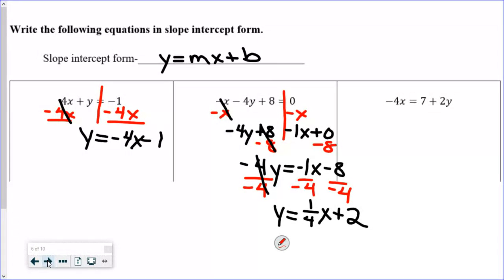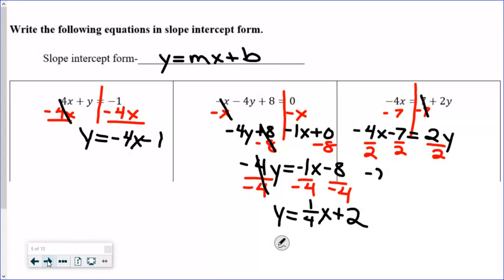Okay, on to the next one. I want to keep the y. I'm going to get rid of the 7. Now remember, I cannot combine the negative 4x and 7. They're not like terms. So I just write them side by side, and those go away. Then I divide every single term.